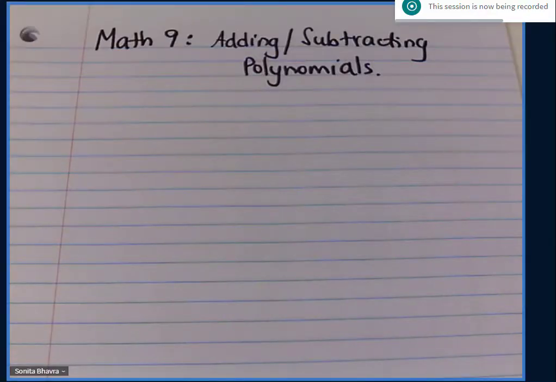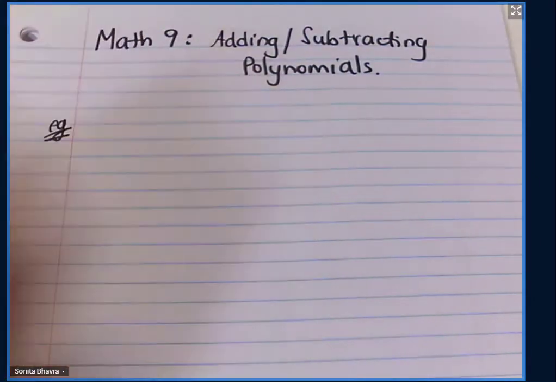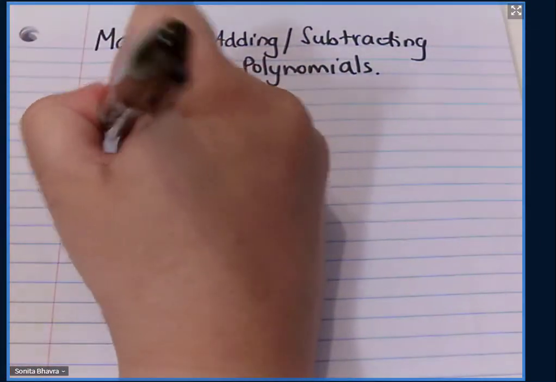All right, so this lesson is for Math 9s. We are looking at adding and subtracting polynomials. We're going to start by just doing some quick review questions from last class. So we'll start with this example here. We'll start with an addition question.